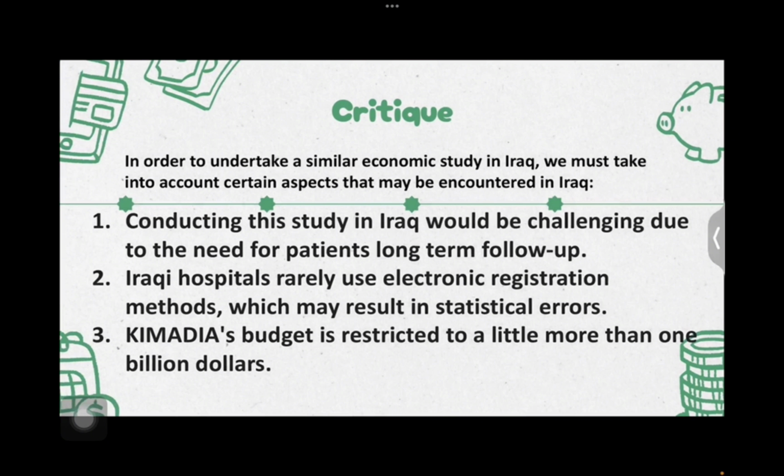For our critique, in order to undertake a similar economic study in Iraq, we must take into account certain aspects that may be encountered in Iraq. Number one, conducting this study in Iraq would be challenging due to the need for long-term patient follow-up. Number two, Iraqi hospitals rarely use electronic registration methods, which may result in statistical error. Number three, Kimadia's budget is restricted to a little more than $1 billion.